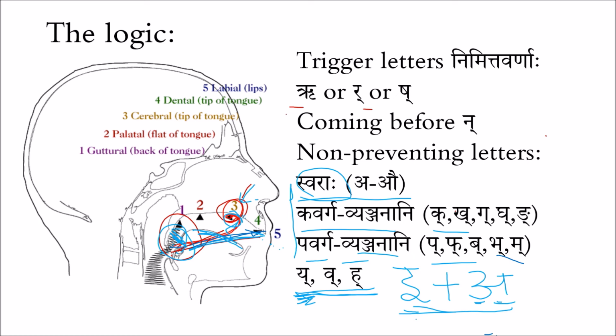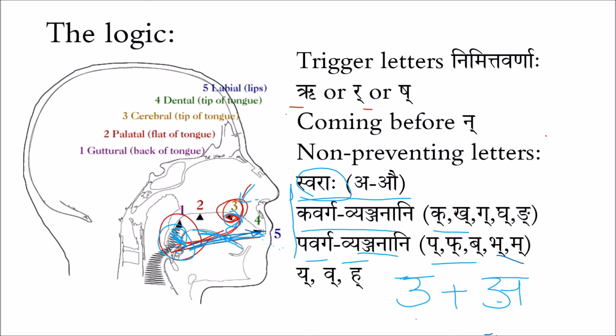Now what about va? Va is also like this. Va is a combination of u and a. When we pronounce u and a quickly, it becomes va. So this is also made up of two vowels, two swaras, so it won't prevent changing na to na.